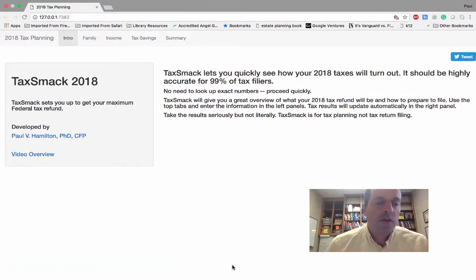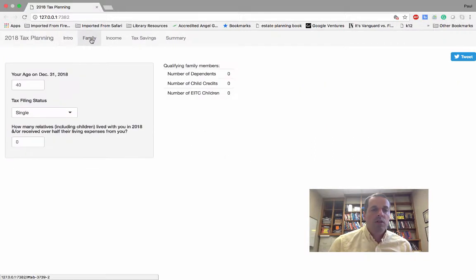This is TaxMac 2018. Essentially, it's an online tax calculator. What makes it, I think, especially good is that within a few minutes you can get very accurate results. There'll be a few exceptions. It doesn't cover every possible thing the way, say, TurboTax would, but it can do it so much quicker. So let me just quickly walk you through the screen here.